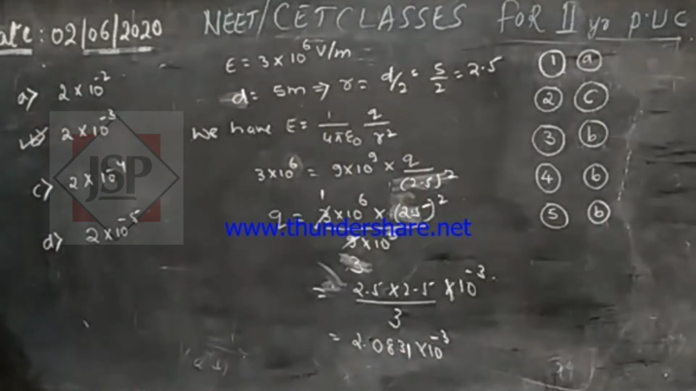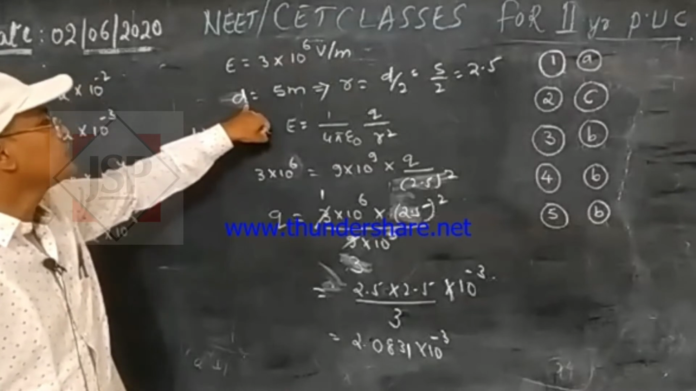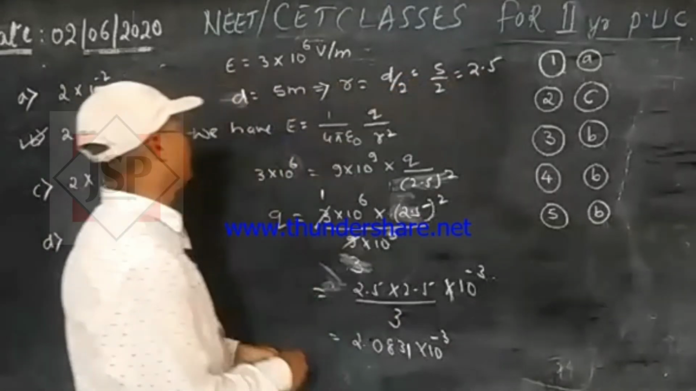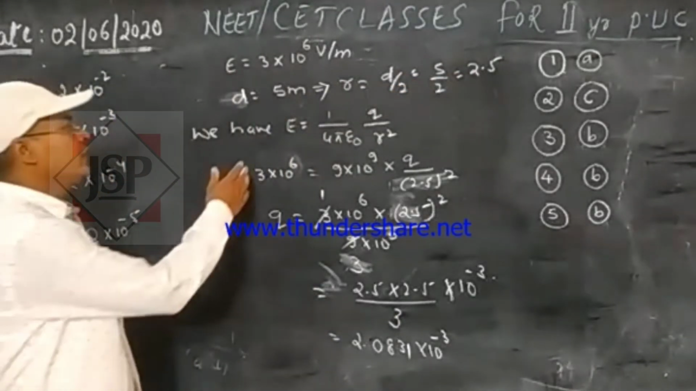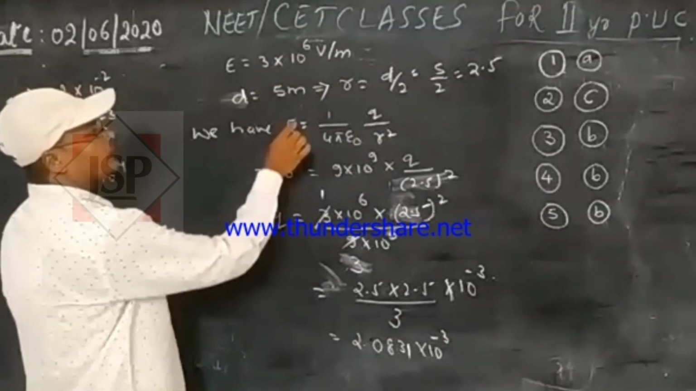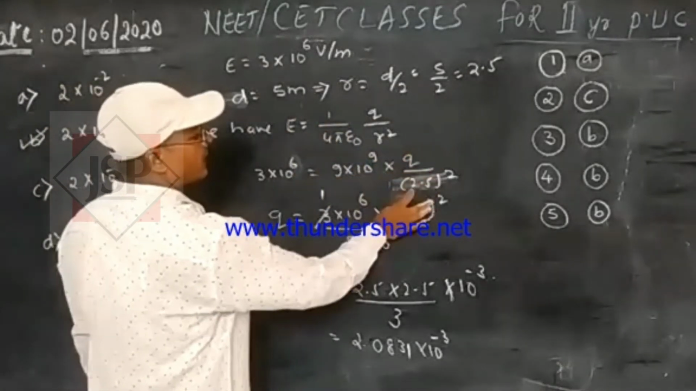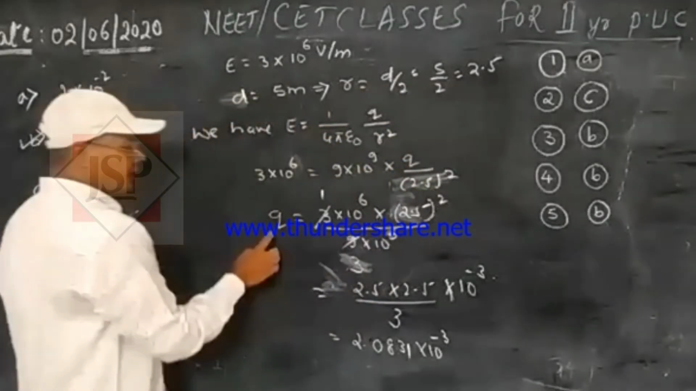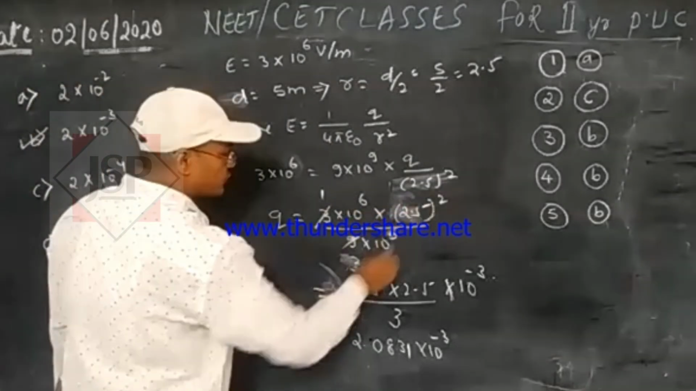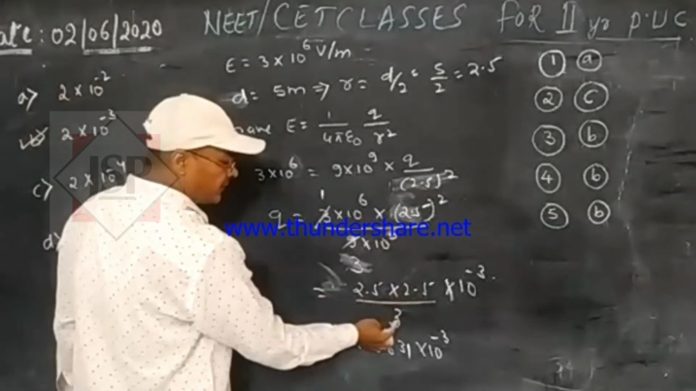Okay, so once again I'll repeat this one. They are given the electric field of 3 into 10 to the power of 6 volt per meter. R equal to D divided by 2, that is 5 by 2, it is 2.5. So now we have the electric field: 1 divided by 4 pi epsilon, Q divided by R square. The E value is given, 3 into 10 to the power of 6 equals 10 to the power of 9 into Q divided by R square. R value 2.5. So then Q equal to 3 into 10 to the power of 6 into 2.5. The 3 and 3 get cancelled. This is 2.5 into 5 divided by 3.